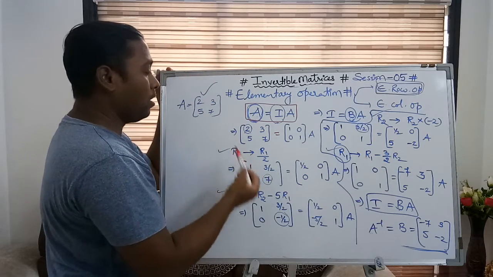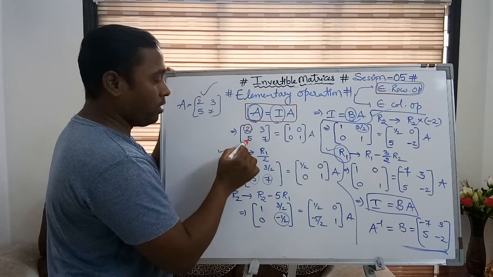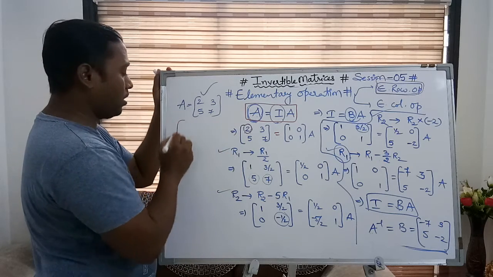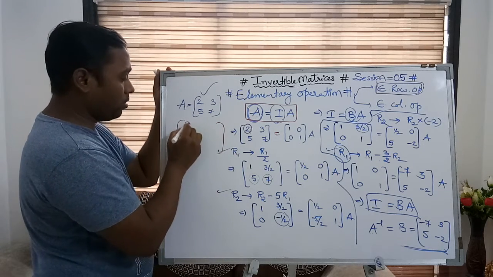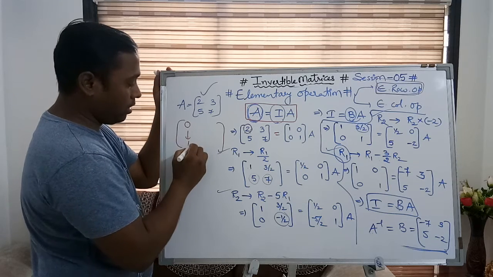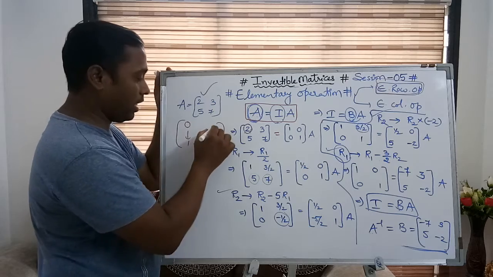And thereafter, what is the methodology? First we'll make it 1, then 0, then 1, then 0. Remember the sequence: 1 first, then we move to make it 0, then we move to make it 1, then 0, like this.